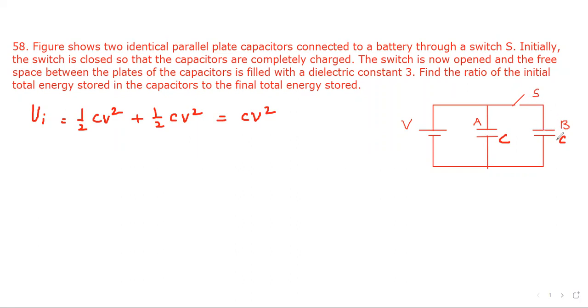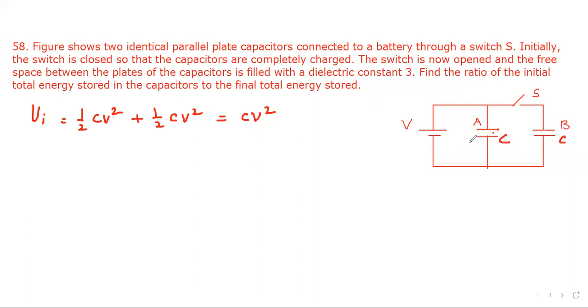Now, when switch S is open, in that case, this will not be connected to the battery, but the two capacitors will remain connected. Here, the space between the two plates is filled with a dielectric of constant K. Now, the potential difference across capacitor A will remain V, whereas the potential difference across capacitor B will become V upon K, where K is the dielectric constant.